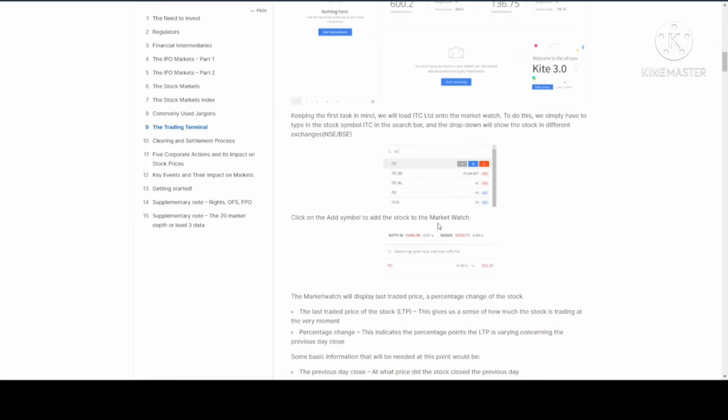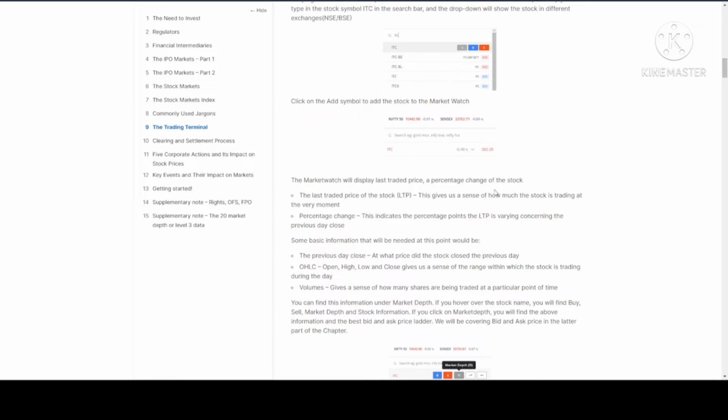Click on the add symbol to add the stock to the market watch. ये तो add symbol रहते हैं हाँ वाला. झाला add. The market watch will display the last traded price, a percentage change of the stock. The last traded price of the stock, that is called LTP. This gives us a sense of how much the stock is trading at the very moment. Percentage change. This indicates the percentage points the last traded price is varying concerning the previous day close.